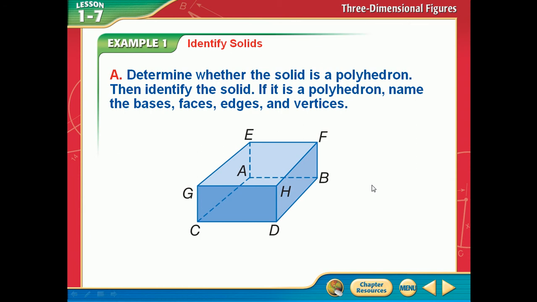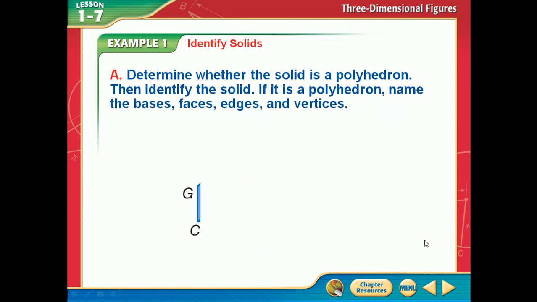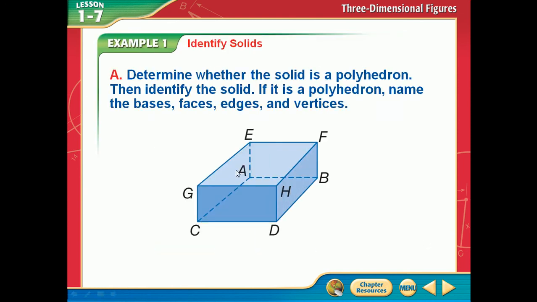Remember the solids that we did? What are the names? We got a prism, or a pyramid, or a cylinder, a cone, a sphere. Oh yes, rectangular prism. Yeah, good. Look at the base. The base is a rectangle, so it's a rectangular prism, isn't it?